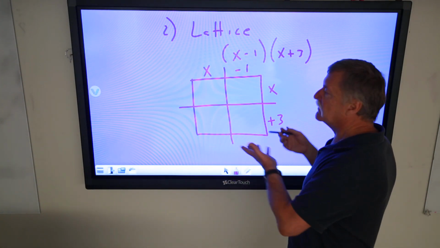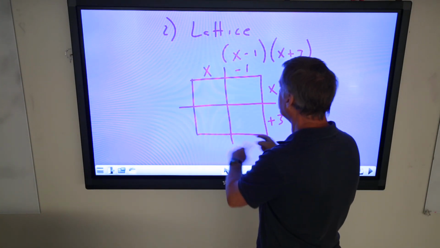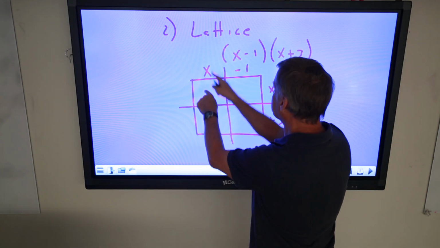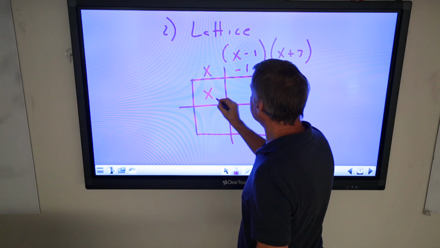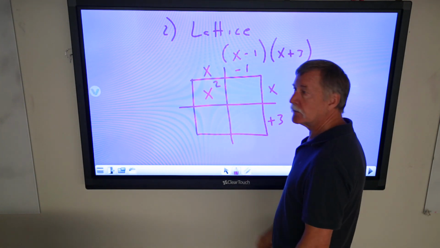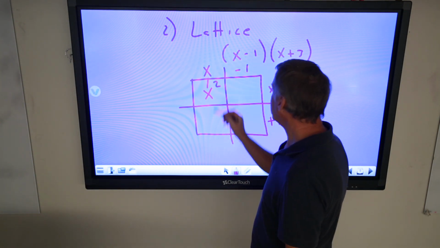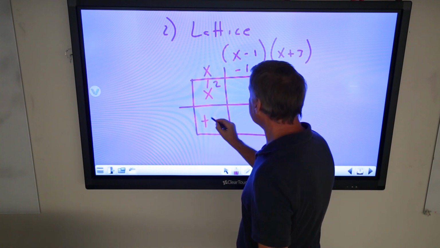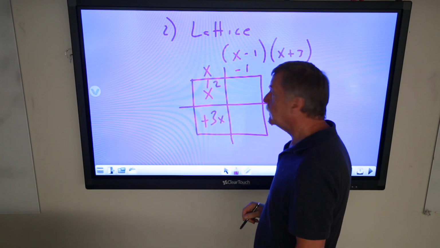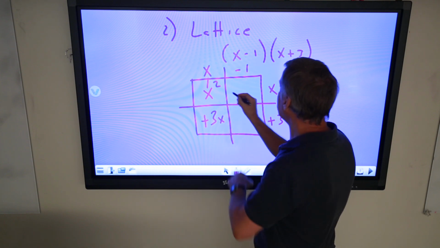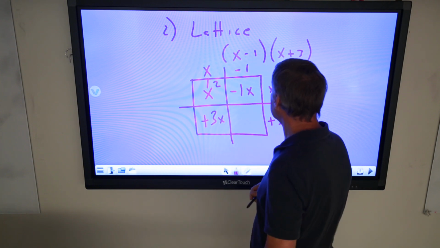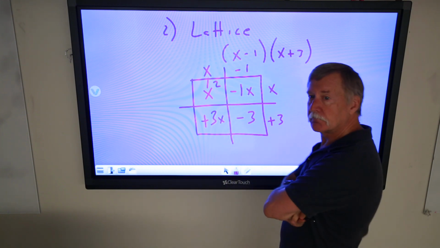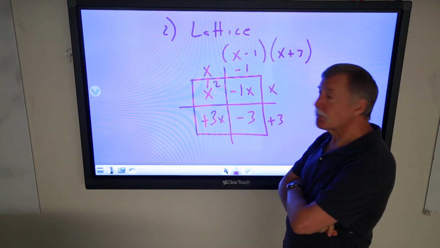And now it simply becomes like lattice multiplication. I fill in the boxes by multiplying the two things. So I can do x times x, that fills in this box with x squared, right? And then I can do x times plus 3, that's plus 3x, right? And I can do minus 1 times x, that's minus 1x. And I can do minus 1 times 3, that's minus 3. All right, so I got the boxes filled in.